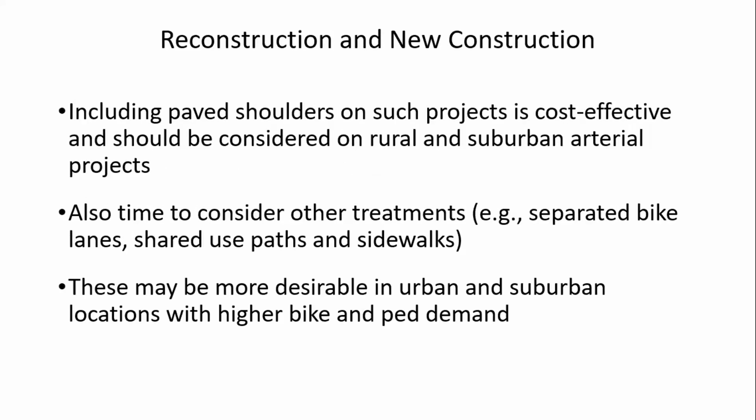What about reconstruction and new construction? We include paved shoulders on these types of projects. It can be cost effective and should be considered on both rural and suburban arterial projects. Also a time to consider other treatments like separated bike lanes, shared use paths, sidewalks for the non-motorized users. And of course, these may be more desirable in urban and suburban locations where you have higher bicyclist and pedestrian demand.